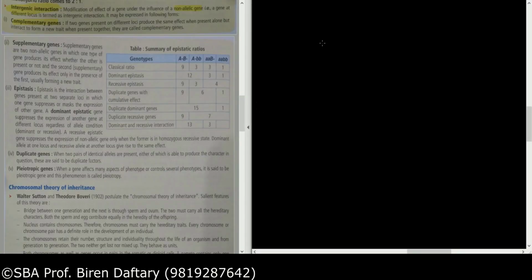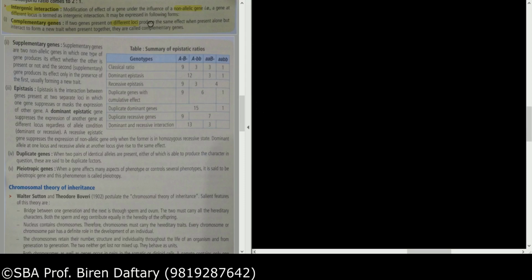Okay, so what are complementary genes? Now let us first read what is given over here. If two genes are present on different loci, since we are studying intergenic interactions, this sentence about different loci is always going to come, so you don't need to repeat it. You understood, if we are studying intergenic, then the genes are going to be on different loci because they are non-allelic. Okay, now please read this.